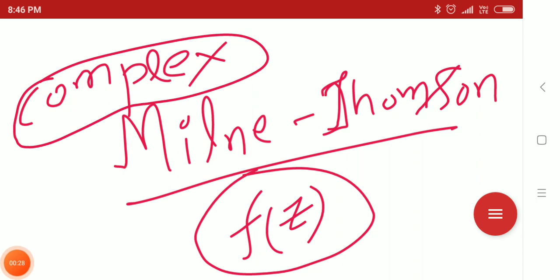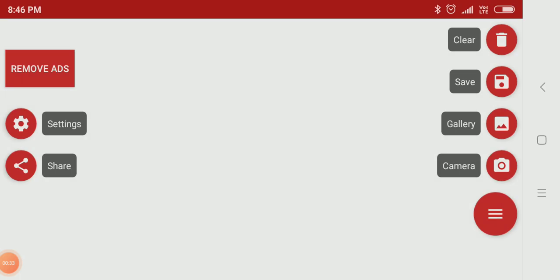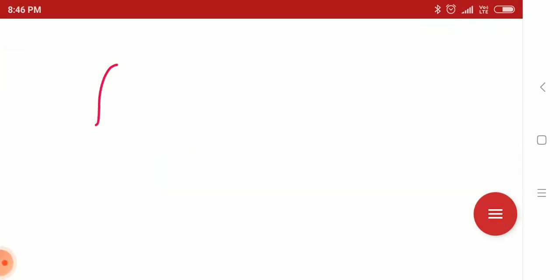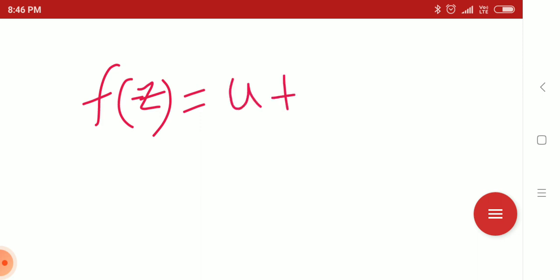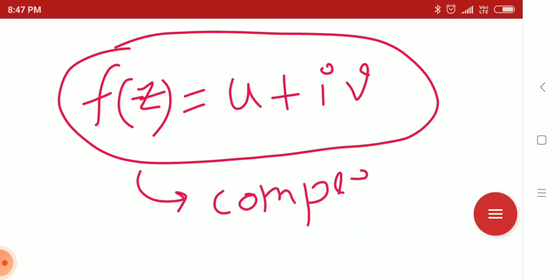What actually is the Milne Thomson method? You all know how we can write a complex function. A complex function f(z) can be written as the real part of that function plus iota times the imaginary part of that function. In this way, a complex function can be written.